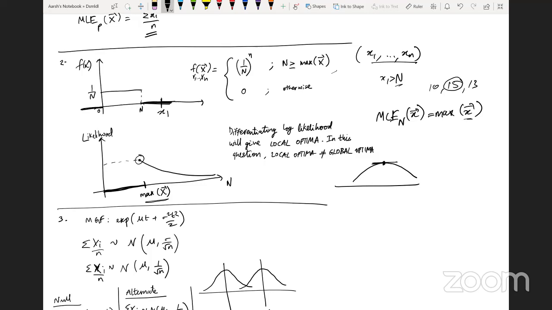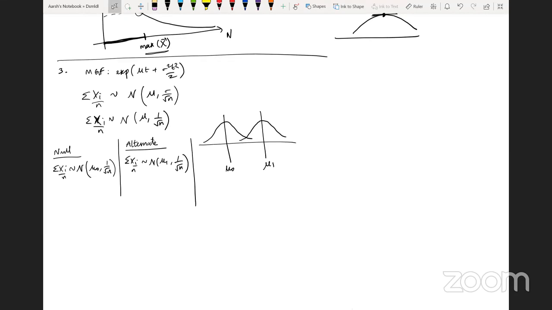The third question is based on hypothesis testing. What we are given is that there are n IID Gaussian variables with unknown mean and standard deviation 1, and there are two hypotheses. The null hypothesis says that the mean is equal to mu naught, and the alternate hypothesis says that the mean is equal to mu 1. What we want to do is find a test that accepts the null hypothesis with significance alpha.